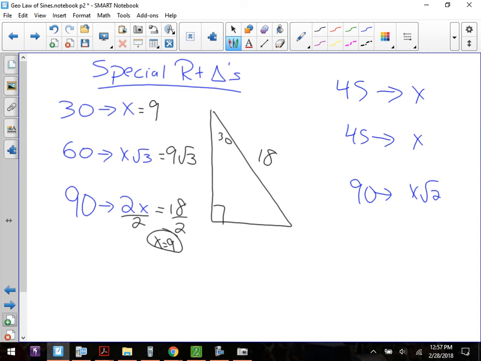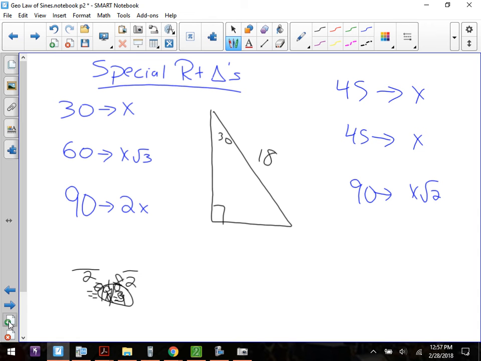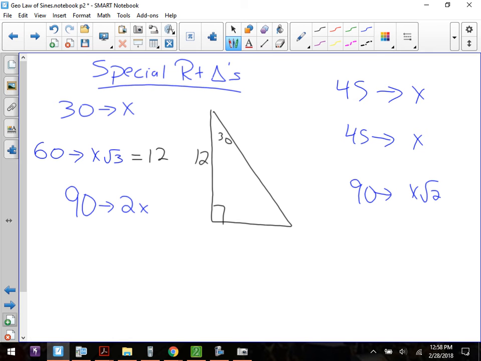Same thing worked if you were given across from the 60. If you're given across from the 60, you just had different math to work with. Let's say across from the 60 was 12. If that part was equal to 12, that means the 60 is looking at a segment that's something times the square root of 3. Well, that time it equals 12. So in your calculator, how do you undo multiplying by the root 3? So you type it in.